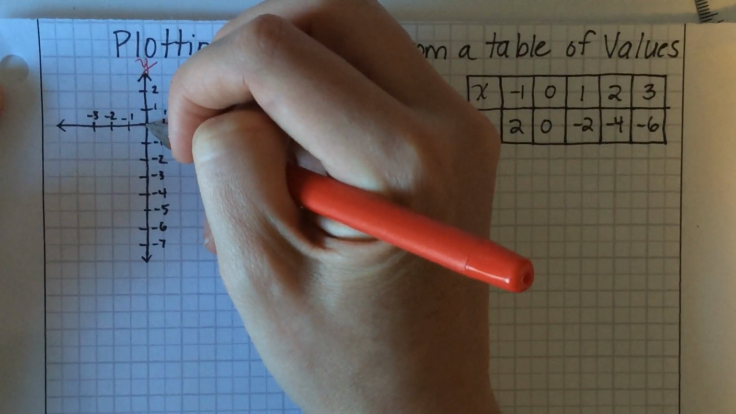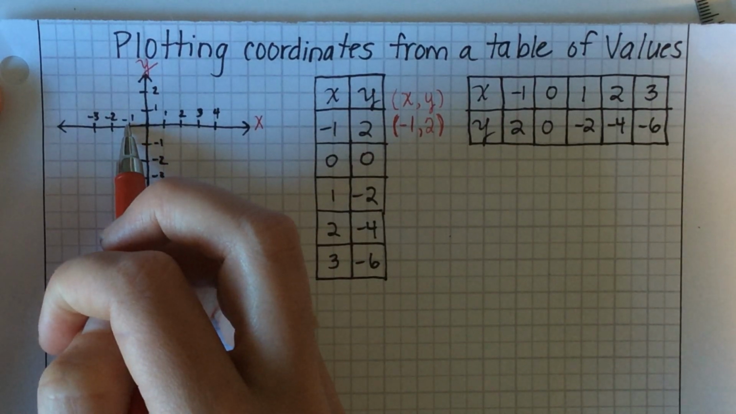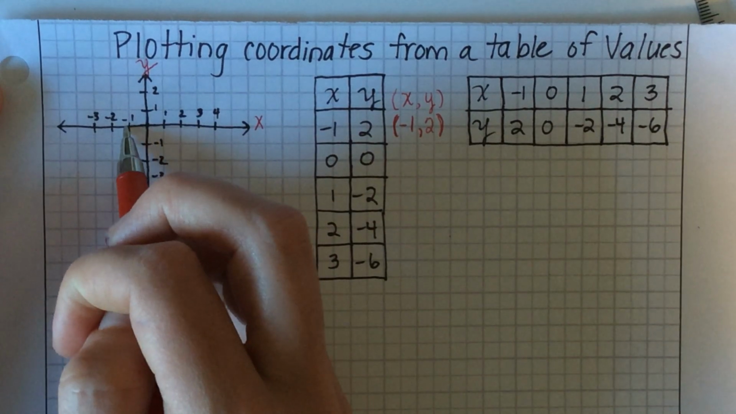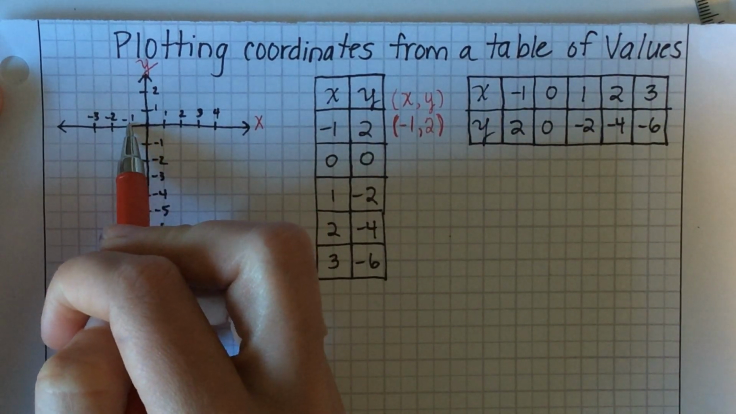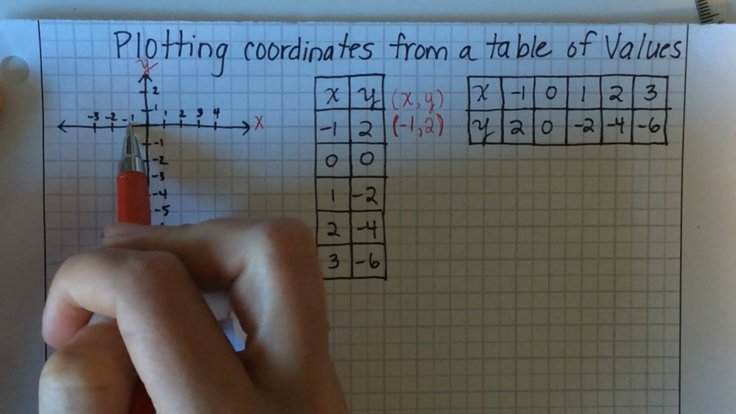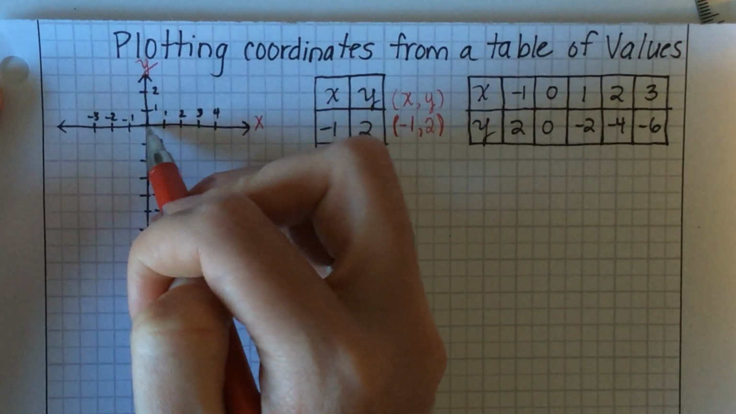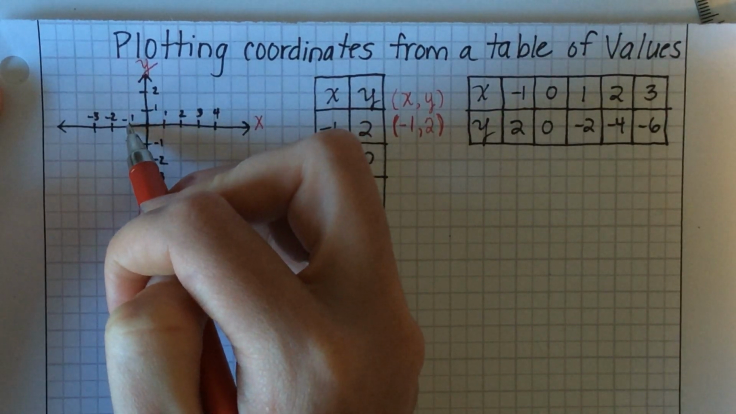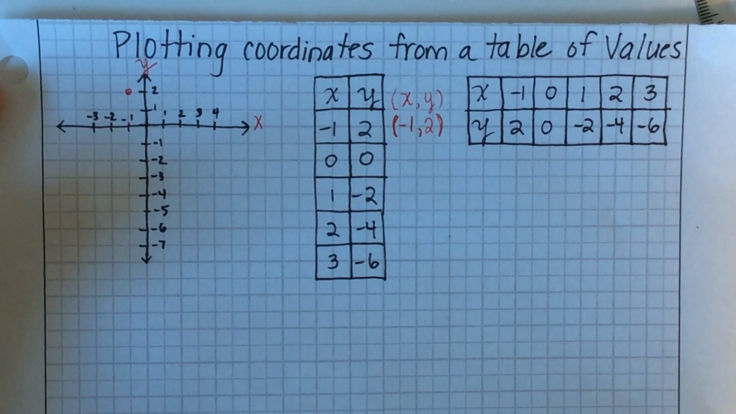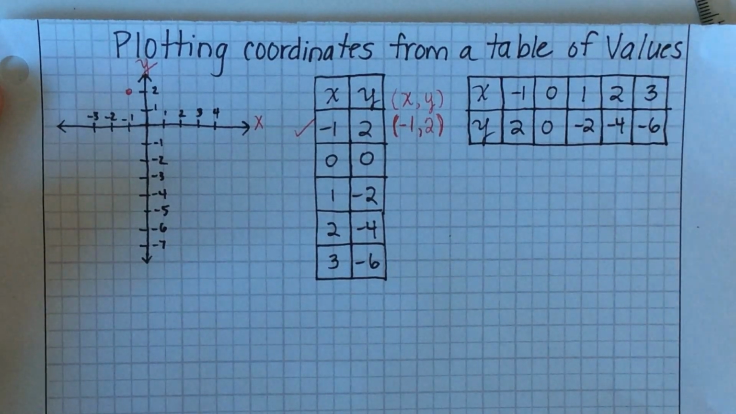So my first point, -1, comma, 2. I start at my origin. I go to -1 on my x-axis. So this is my x-axis that runs from side to side. So I go to -1 on my x-axis, and now I'm going to move either up or down on my y-axis. My y value is 2, so that means I'm going to move up to the number 2 on my y-axis. So if I go over to the -1 and then up to the 2, that's where my point goes. So that's that first ordered pair plotted on the graph.